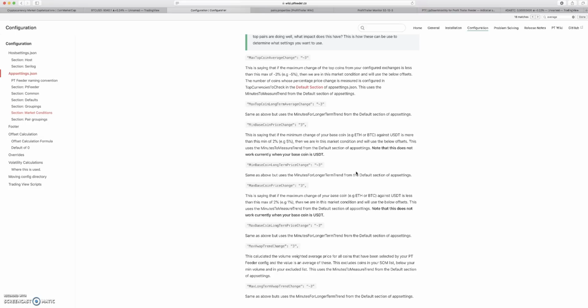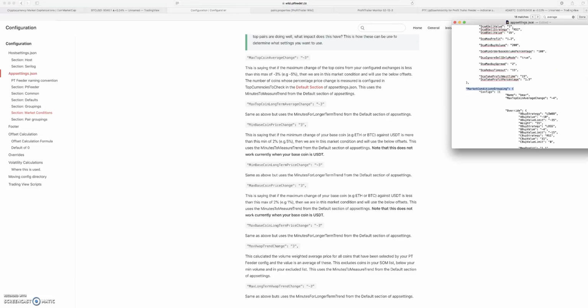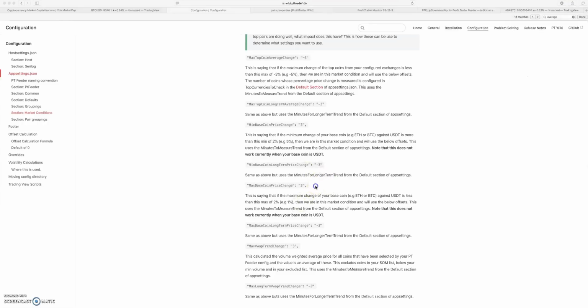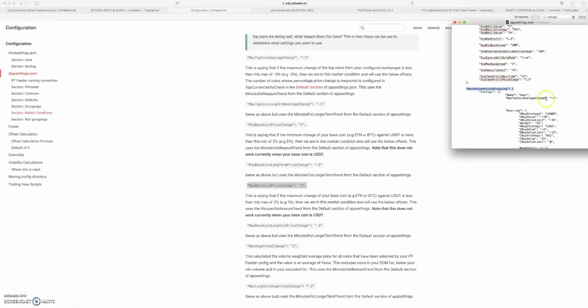So for those of you wondering, hey, how do I create a good solid set of settings for PT Feeder when Bitcoin is launching in value or Bitcoin is really just plummeting? So this is the one that you want to use. You want to use the max base coin price change right here. And where you would put that, if you want to use them both at the same time, you're more than welcome to do that. And I might even play around with that.